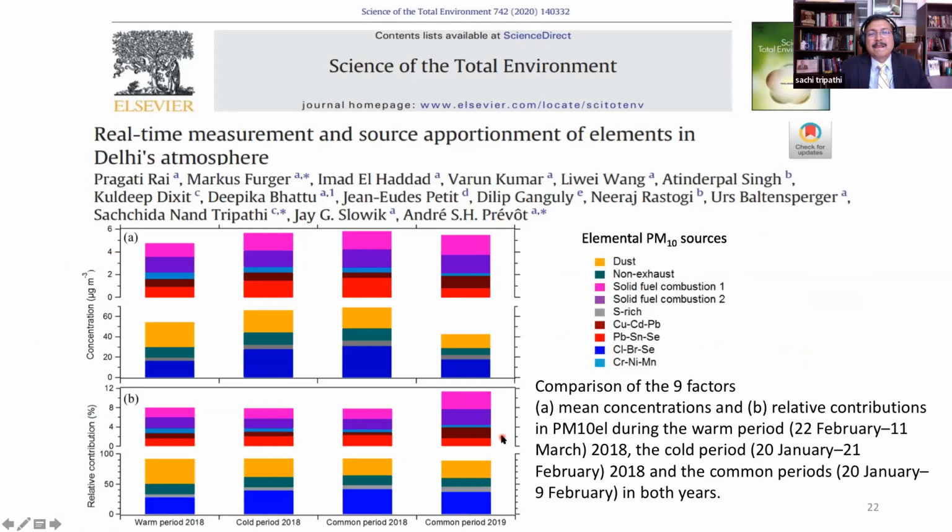This again shows how the PM10 and PM1 sources vary during the cold period of 2018 and then the warm period of 2019. Using this real-time data, because you have data available every 15 minutes, not only can you get good information about sources, it could also help you understand the chemistry which is going on at that time, to get a better understanding of the sources, right?